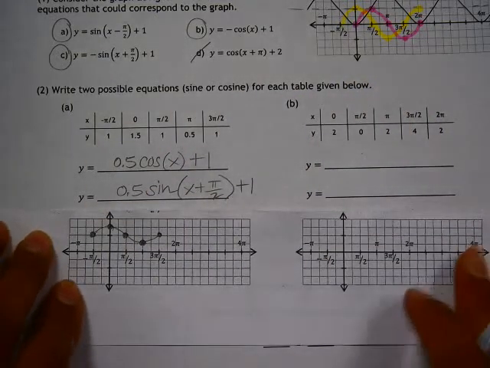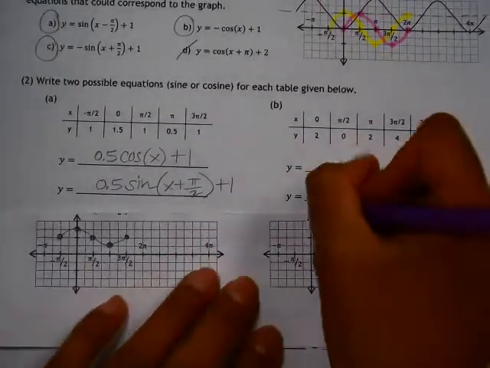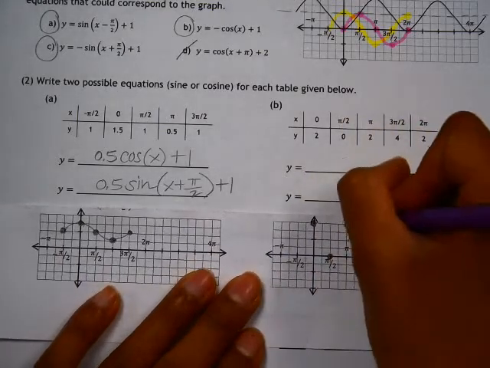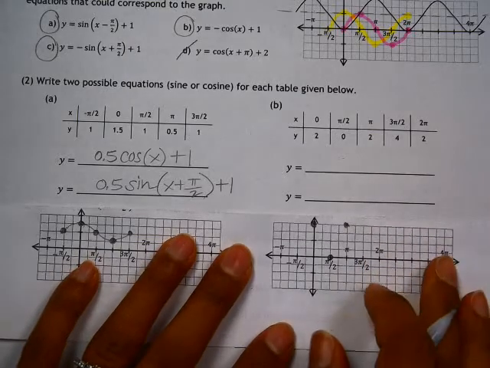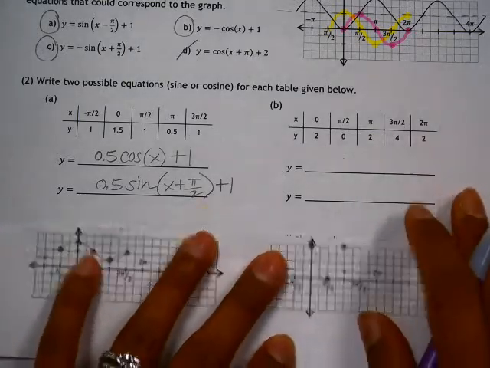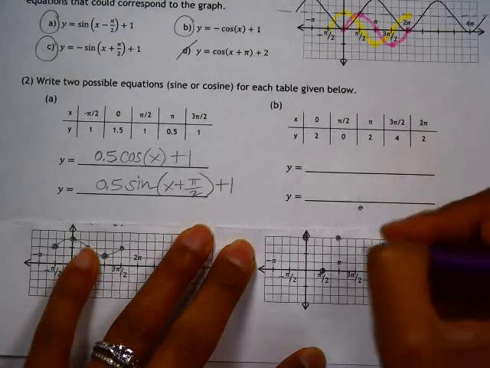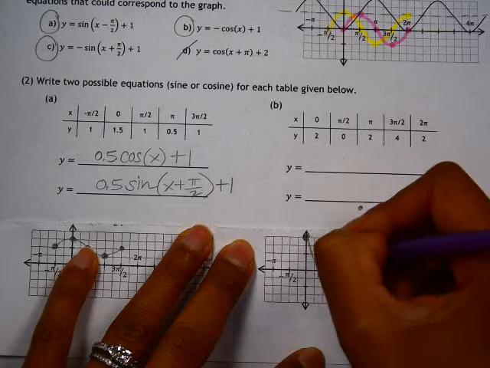Let's look at part B. We have another table of values here: 0, 2; pi over 2, 0; pi, 2; 3 pi over 2, 4. So that's going to be way off the graph here. And then 2 pi is back at 2. So I have this curve.